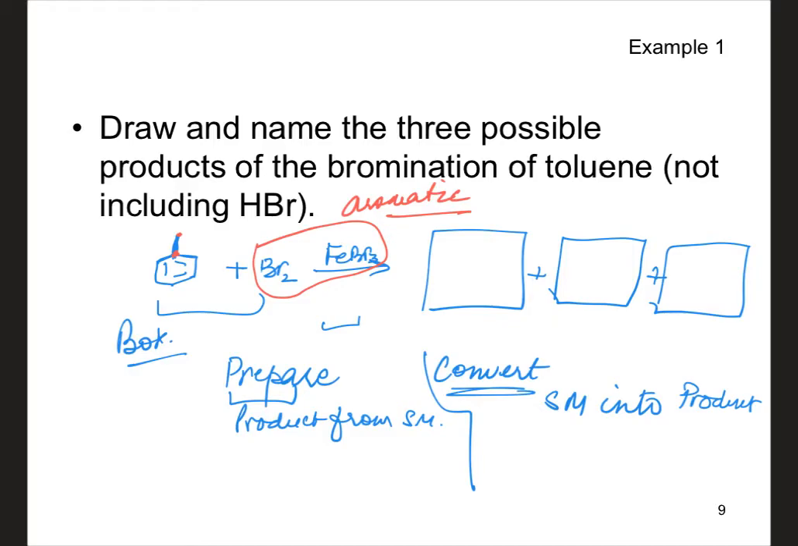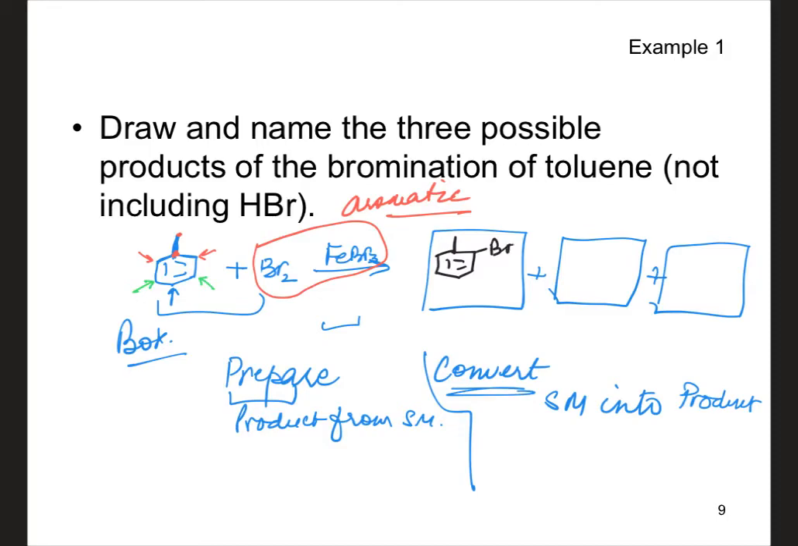The only places that can undergo substitution are going to be the ortho positions, the meta positions, and the para position. And notice that the ortho positions are exactly the same, the meta positions are exactly the same, and the para is by itself. So what should go as the product? Yeah, you just draw them out. Of course, the benzene ring is going to stay like that. The methyl group is not going to go anywhere. That's not going to undergo substitution. It's the hydrogens that undergo substitution.